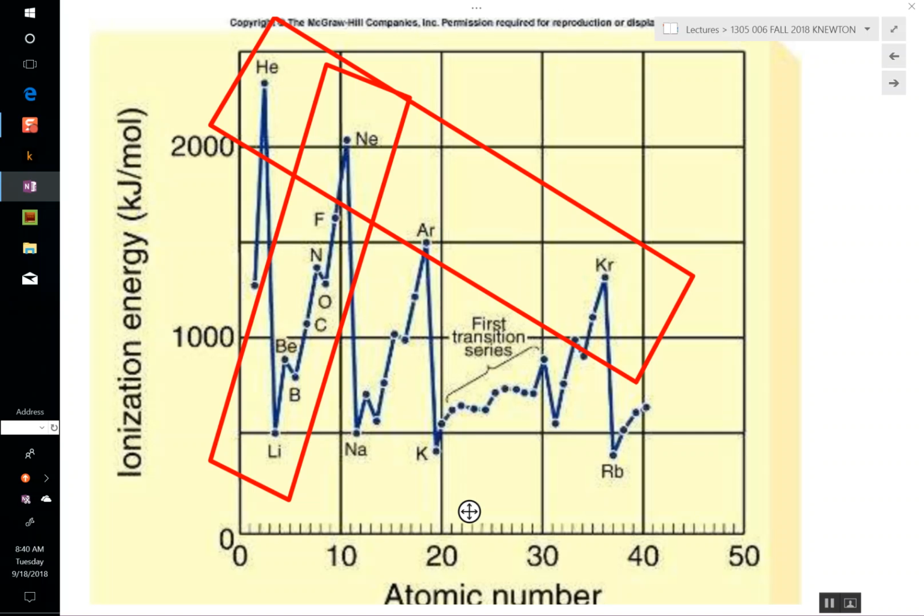Sodium up to argon. Ionization energy increases. So ionization energy increases as you go across the periodic table.